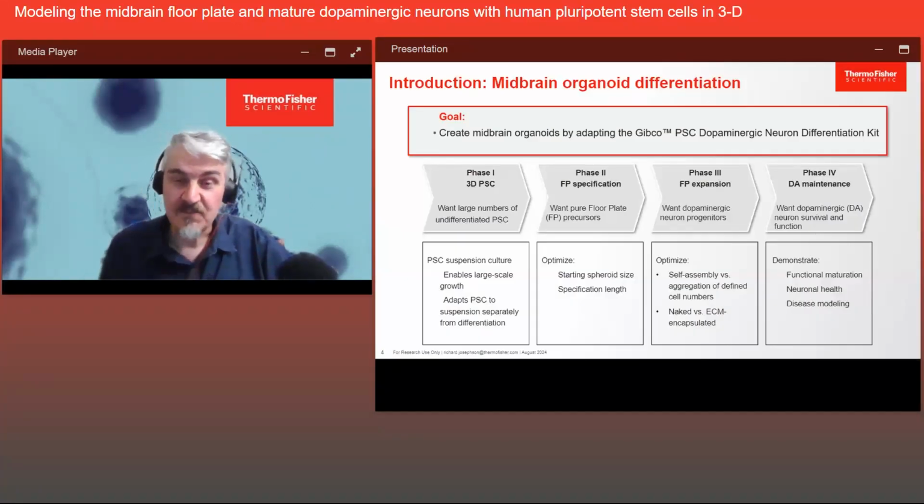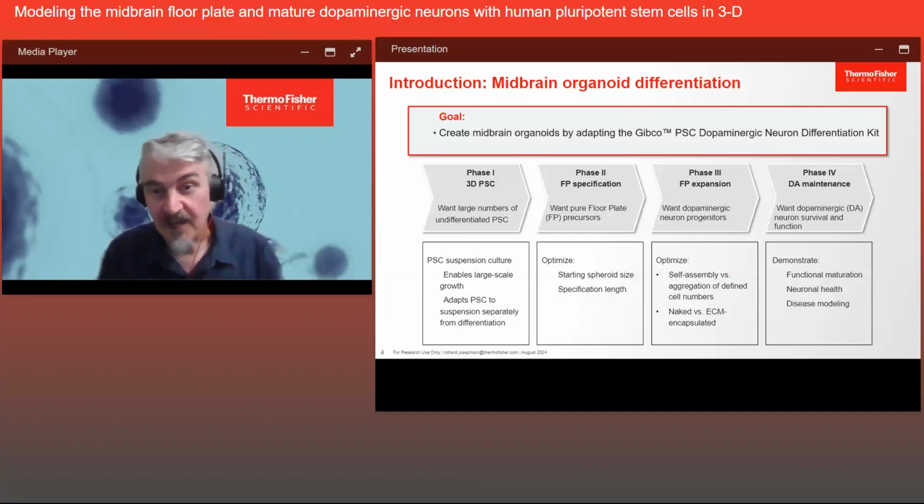So we've got this process of developing organoids broken up into 4 steps, as you see on this slide. The first is to generate large numbers of undifferentiated pluripotent stem cells in suspension culture. Suspension culture allows you to easily get to large scale, but it also adapts the cells from the pluripotent stage to suspension culture. The second step is to optimize the specification of the floor plate in an attempt to obtain nearly pure midbrain floor plate progenitors.